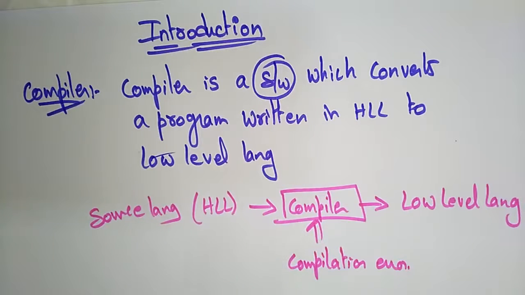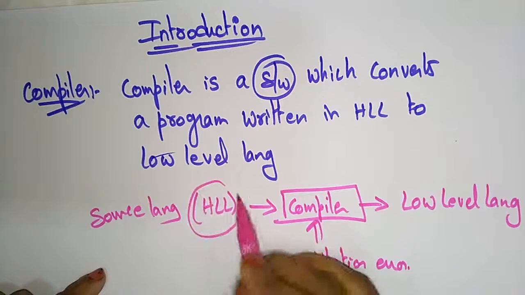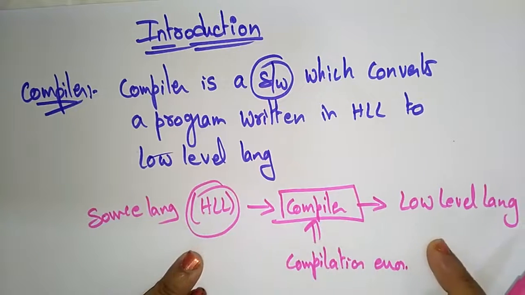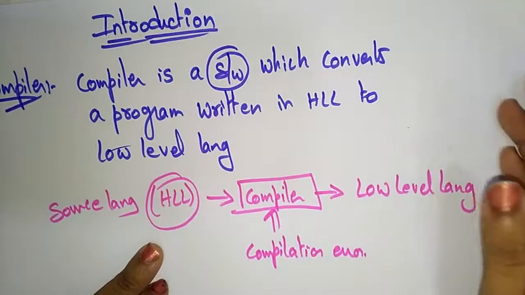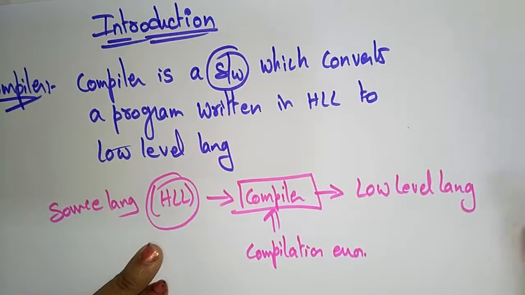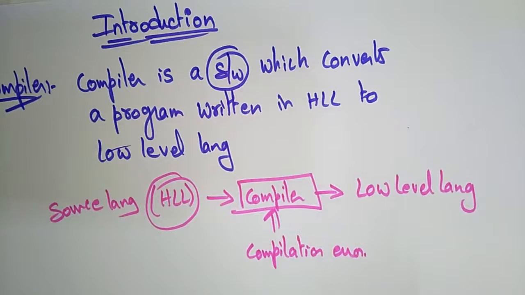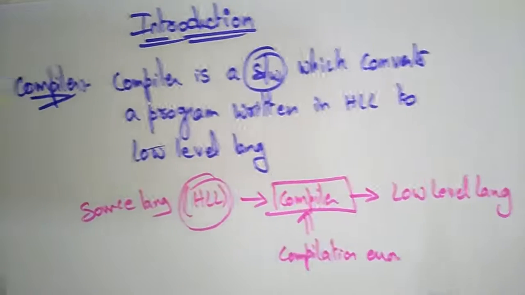A compiler is a software which is used to convert a program written in a high level language, just like English-like sentences, meaning the Java program, C program, whatever programs you write using English alphabets. That is a high level language. It is converted into low level language, nothing but the assembly language or the machine level language which the system can understand, with the help of the compiler. So this is the basic definition of the compiler.